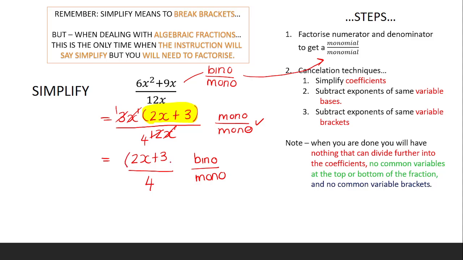Remember, this was a variable bracket, so if you can't cancel it as a whole, you can't cancel it at all. Okay, so we can't go and take this 4 and this 2, because this 2x plus 3 was its own unit. We are done.